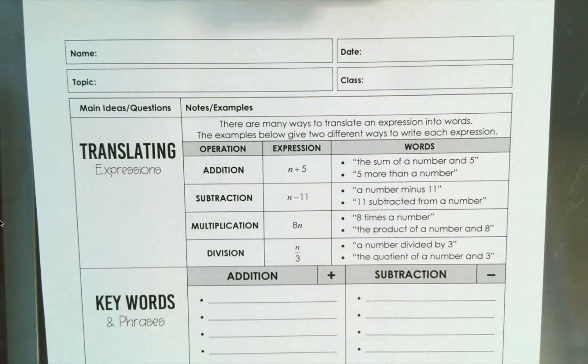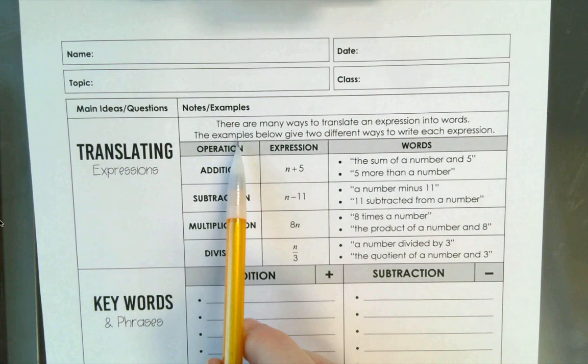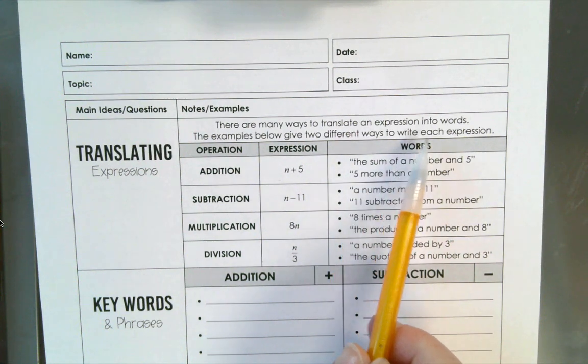Okay, we are moving on to translating expressions. And here's the thing, this is going to be building up from order of operations. Then we have the numerical expressions. We did algebraic expressions. Now we are translating expressions. Okay, so we're going to learn how to read them. And so it says here there are many ways to translate an expression into words.